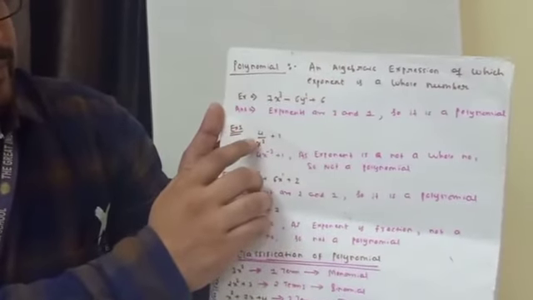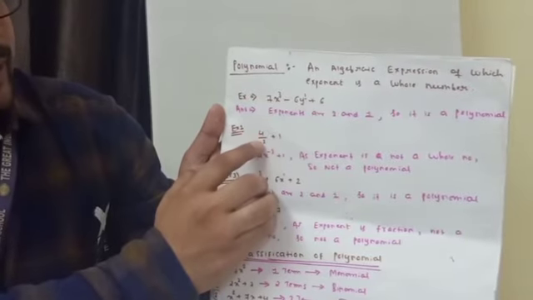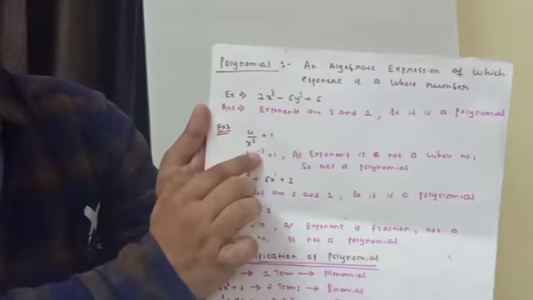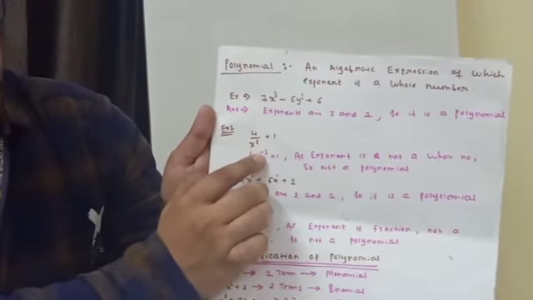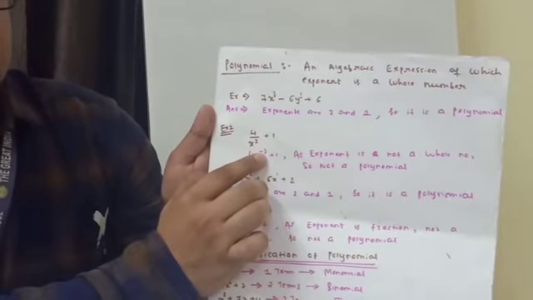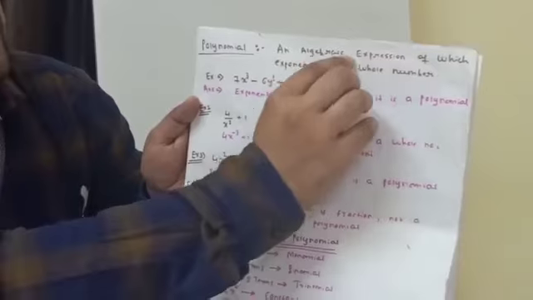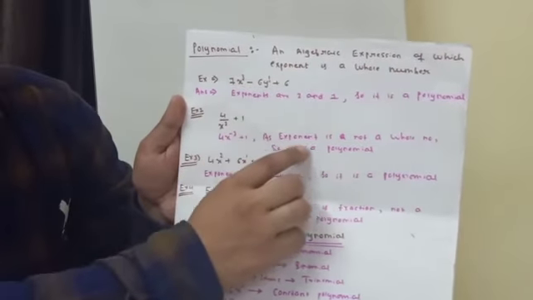Let us take this example: 4 upon x cube plus 1. When we shift this to the numerator, the plus 3 becomes minus 3. So this expression becomes 4x to the power minus 3 plus 1. Observe the power of this variable. What is the power? Minus 3. And minus 3 is not a whole number. According to our definition, the exponent, meaning power, should always be a whole number. So minus 3 is not a whole number, so it is not a polynomial.